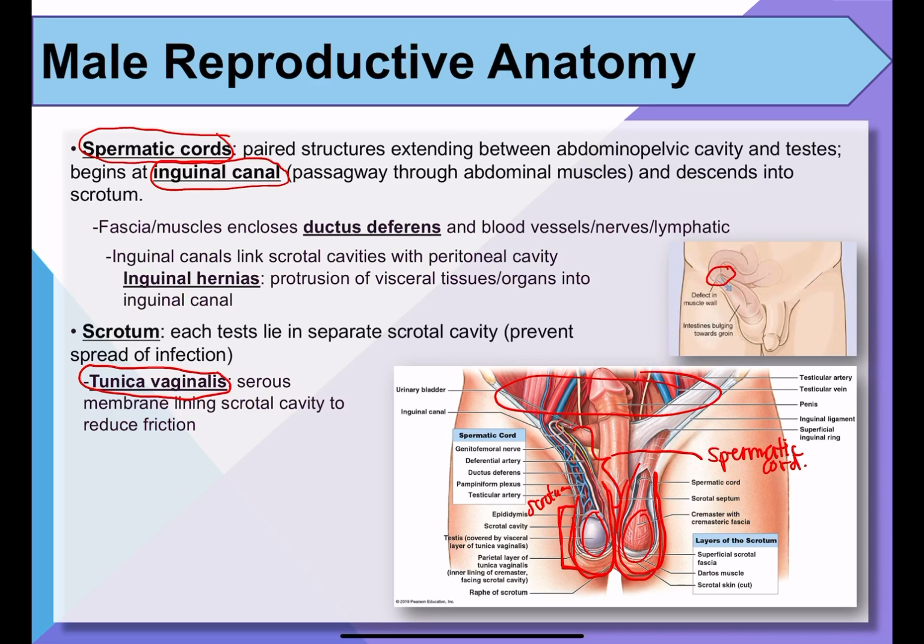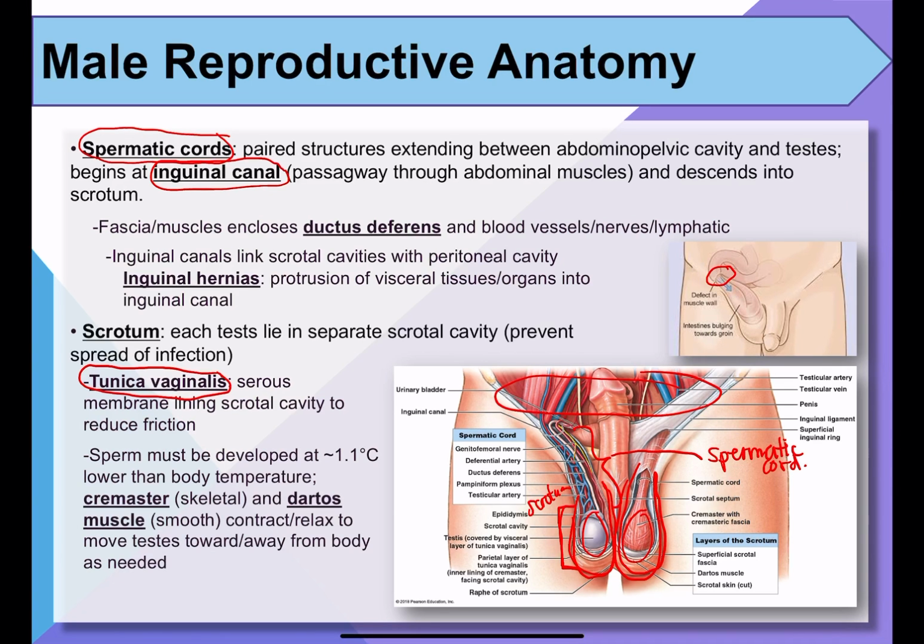So just as we have mentioned, the testes are very important for production of sperm. Okay, this is a process that's called spermatogenesis, and this process is actually very sensitive to temperature differences. According to the textbook, sperm must be produced about 1.1 degrees Celsius lower than body temperature, which also explains why the testes are located outside of the body instead of the inside.